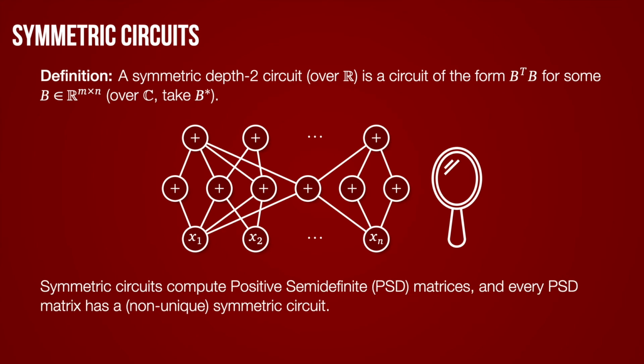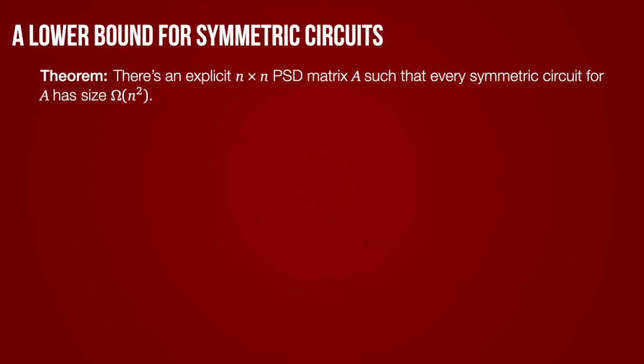It should be clear from the definition that symmetric circuits compute positive semi-definite matrices, PSD matrices, and also every PSD matrix has a symmetric circuit computing it. In fact, it has many symmetric circuits computing it, and that's why it's interesting to prove a lower bound for this model. For this model of symmetric circuits, we prove optimal quadratic lower bounds. So we construct an explicit n by n PSD matrix A, such that every symmetric circuit for A has size Omega(n squared).